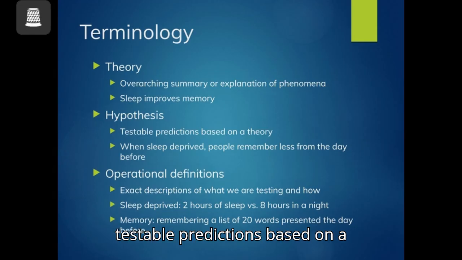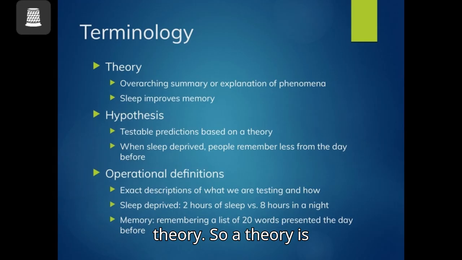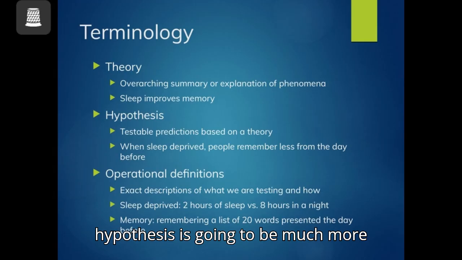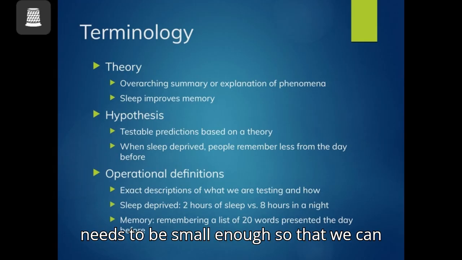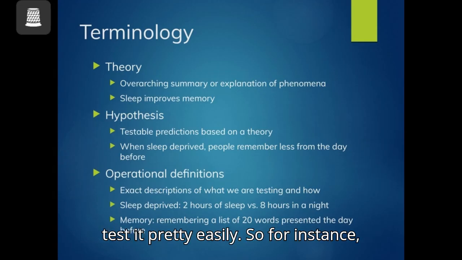Now, from these theories we would develop hypotheses. Hypotheses are testable predictions based on a theory. So a theory is overarching, it's very broad. A hypothesis is going to be much more specific. It needs to be testable. It needs to be small enough so that we can test it pretty easily.